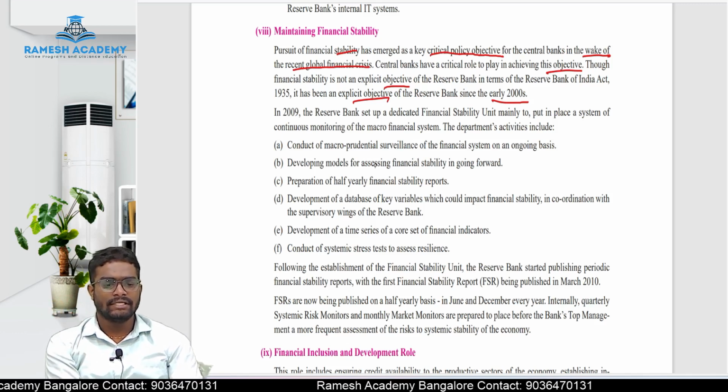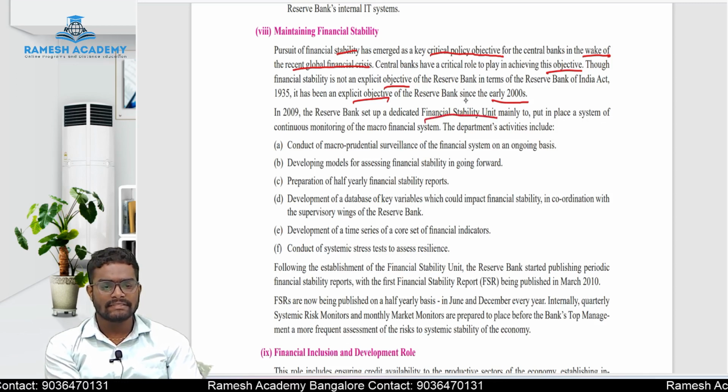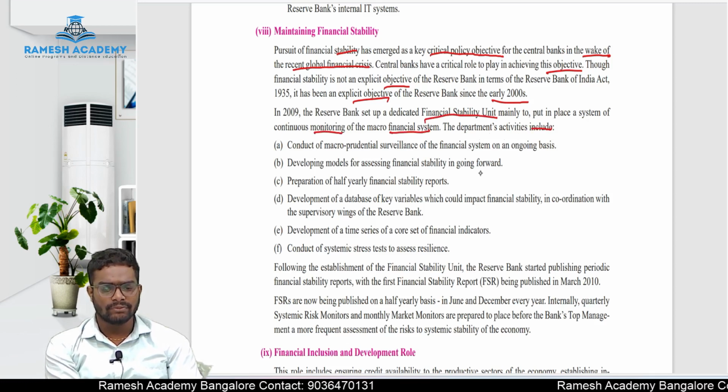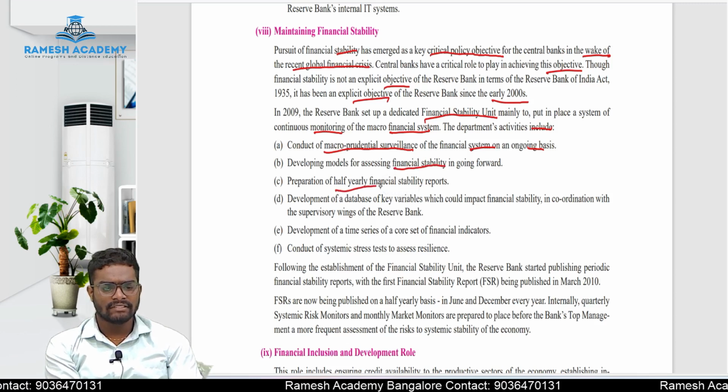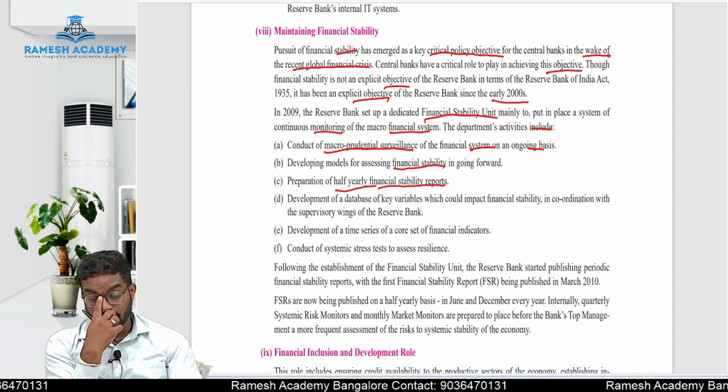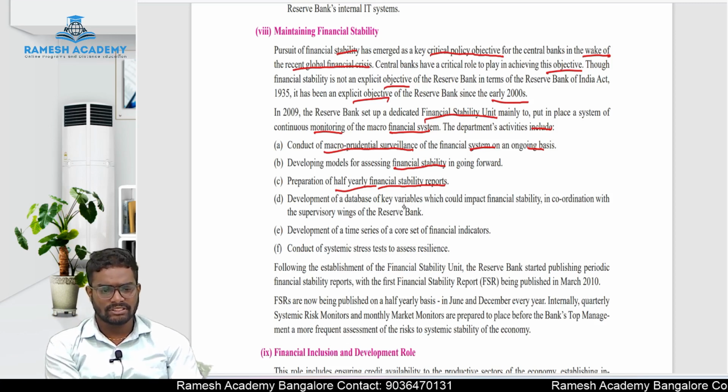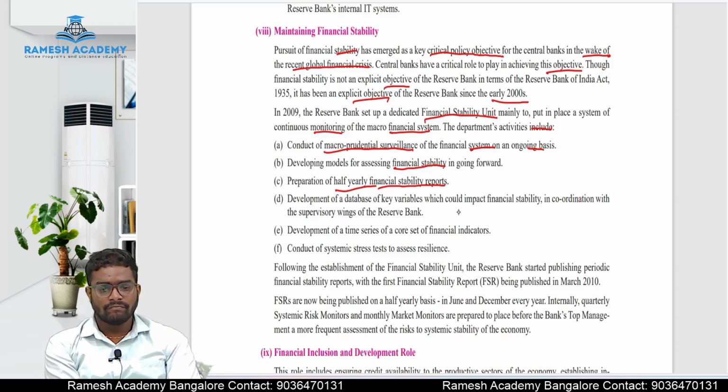of the country. In 2009, RBI set up a dedicated financial stability unit mainly to put in place a system of continuous monitoring and macro financial surveillance. The department's activities include conducting macro prudential surveillance of the financial system on an ongoing basis, developing models for assessing financial stability going forward, and preparation of a half-yearly financial stability report. So they have to prepare a report on a half-yearly basis, which is 6 months. Development of a database for key variables which would impact financial stability, and so on and so forth.